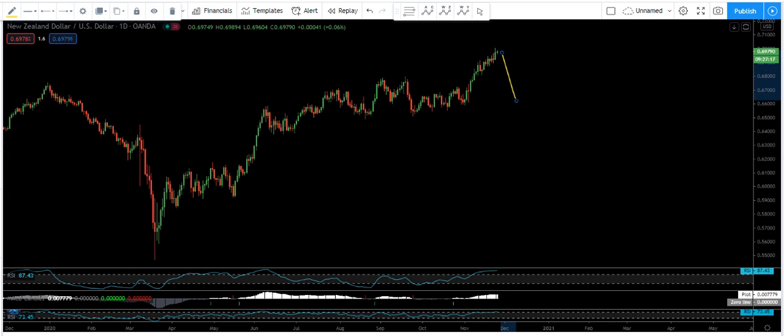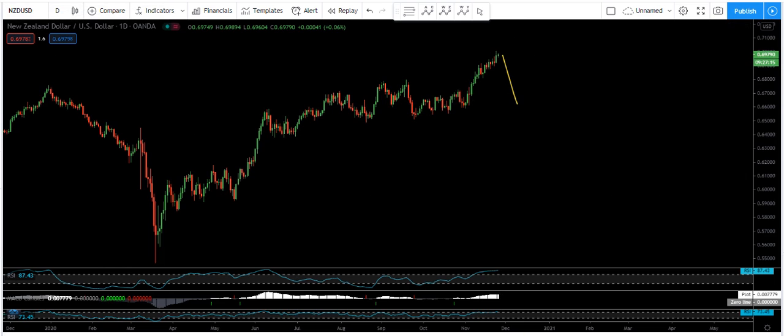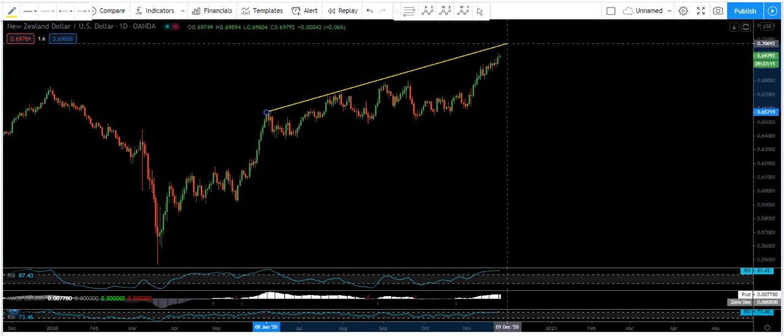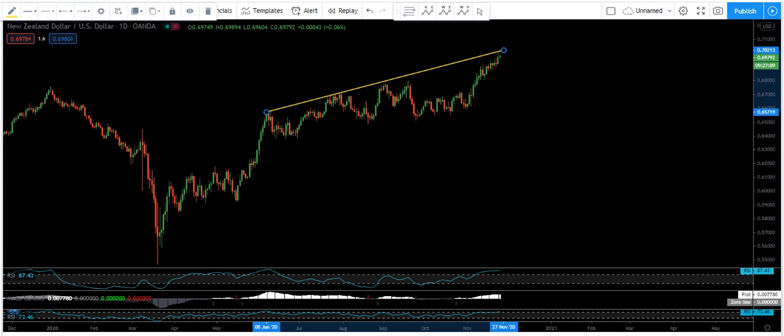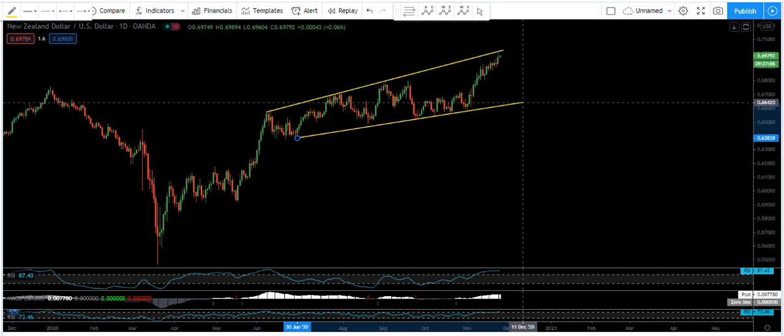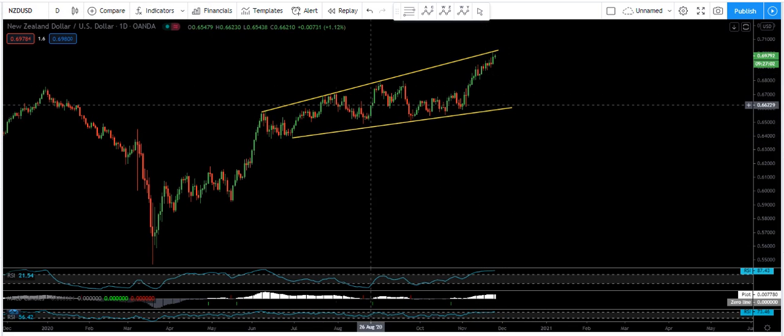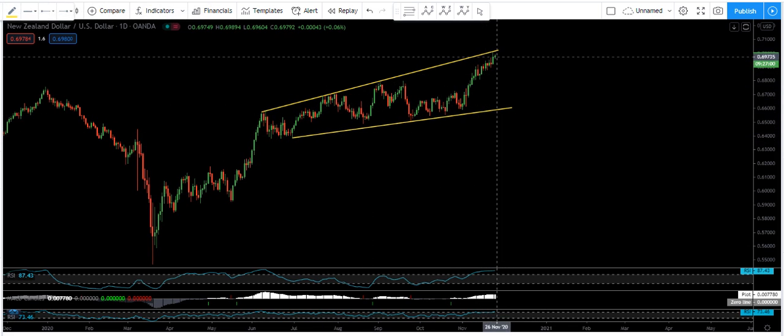Okay, now the thing is how we can trade it. If you want to analyze the chart, the first question is whether we put our trend line similar to what we have right now. In that case, that means we are still within this channel, and we can expect the price to drop.